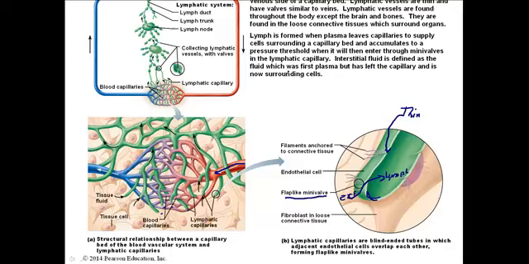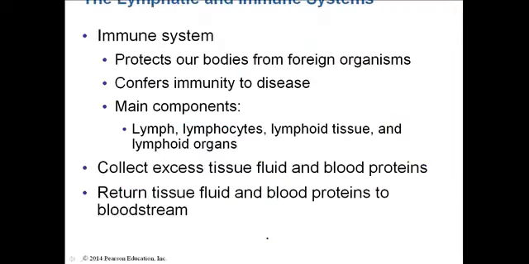The interstitial fluid is defined as a fluid which was first plasma but has left the capillary and is now surrounding cells. Now you may have heard intercellular fluid. This is also fluid that is between cells. I think technically the intercellular fluid is the fluid that's closest to the cell, and extracellular fluid is a little bit farther out. That's just a very technical term. You can use these interchangeably. We also have fibroblasts out here in the tissue. It doesn't have any relationship to this. I think that does it for this one.